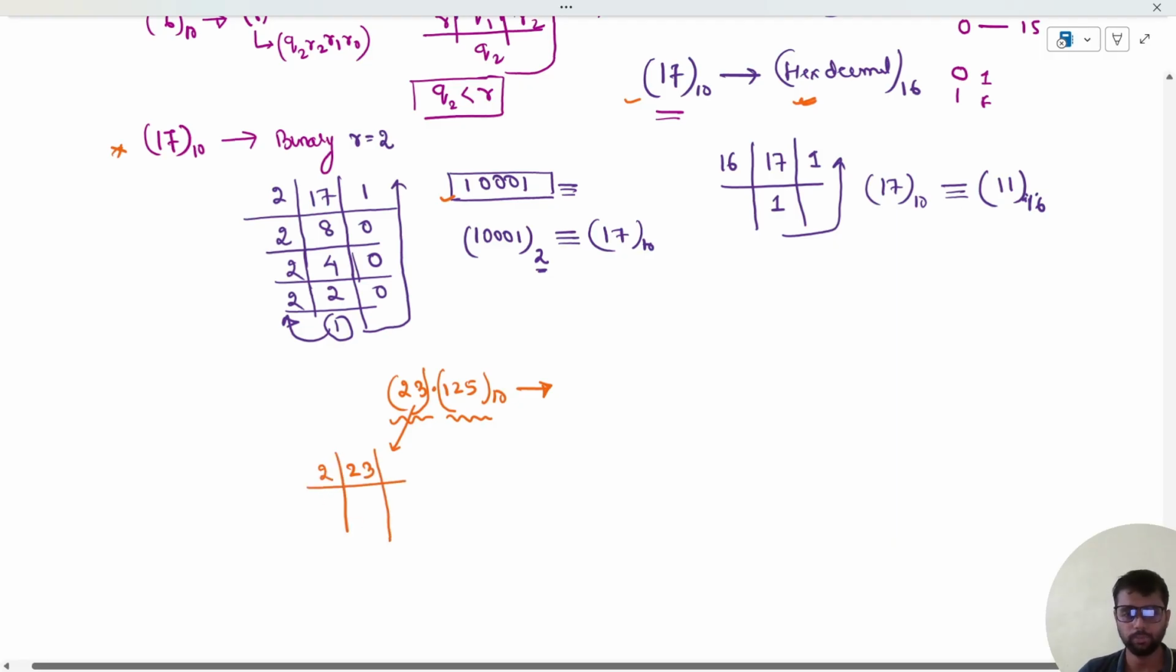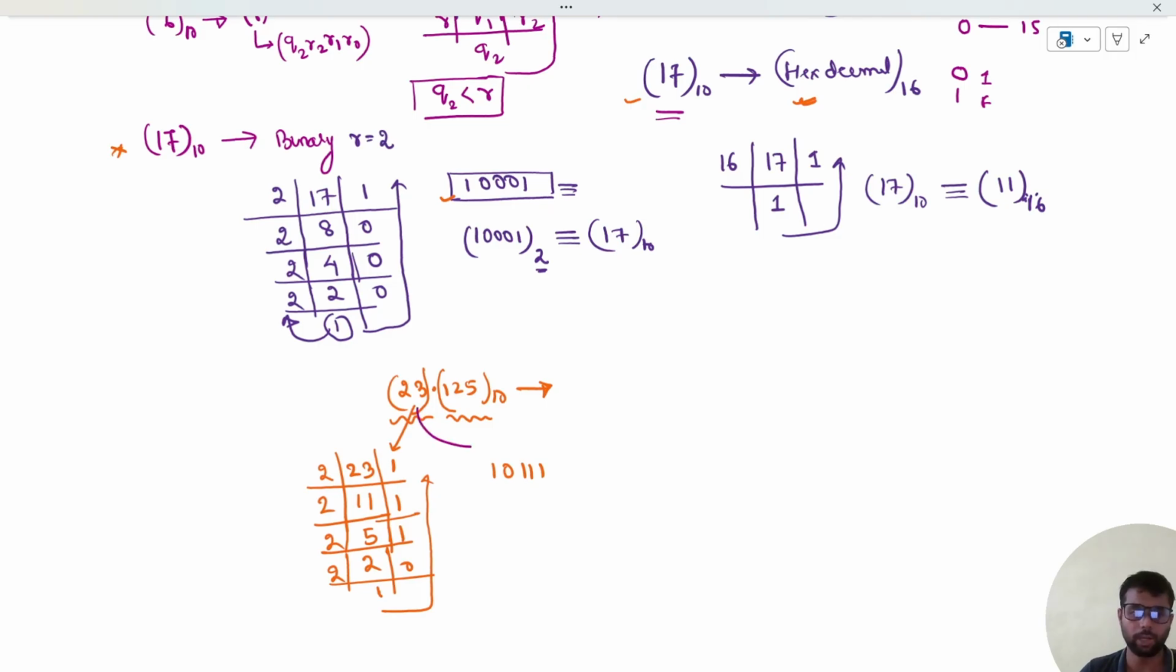2 11s are 22, carry 1. 2 5s are 10, remainder 1. 2 2s are 4, remainder 1. And 2 1s are 2, remainder 0. So if you go this way, what will you get? You will get basically 1 0 1 1 1. So this is the representation for 23.